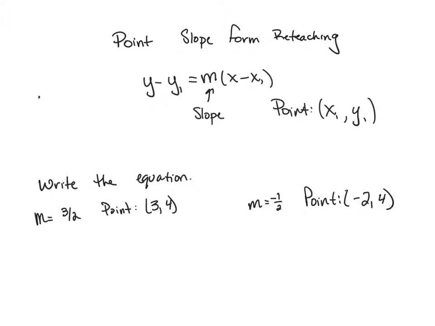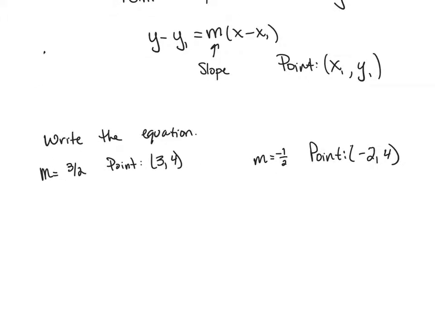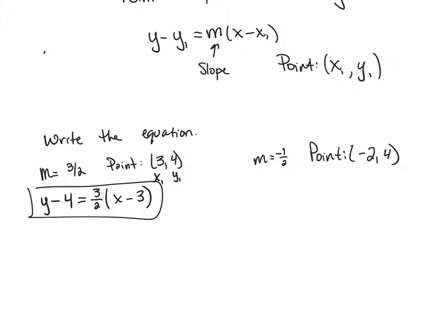The two biggest things you'll do are writing the equation and then graphing the equation. All right. So if I were to write this equation, I'm just plugging in things that I know. It might be helpful for you to label this as x1 and y1, right? My m is already labeled for me. So I can say that I have y minus y1, so y minus 4 equals my slope times x minus x1, or x minus 3. And there is how I write my equation.